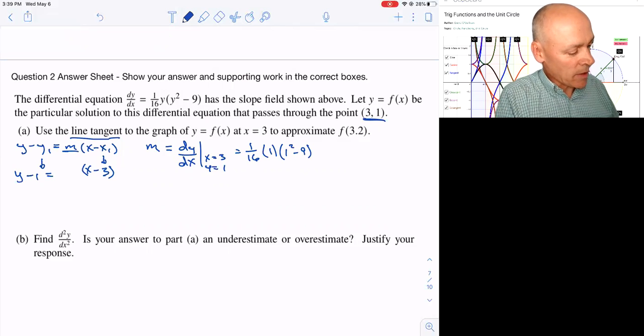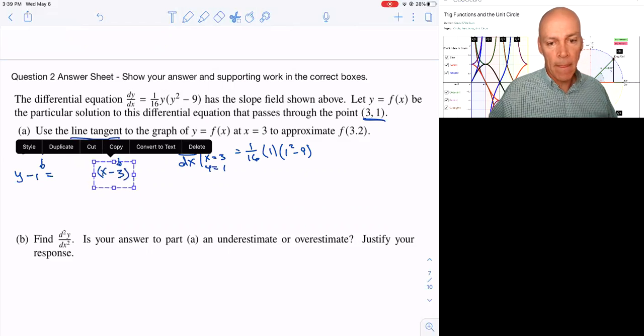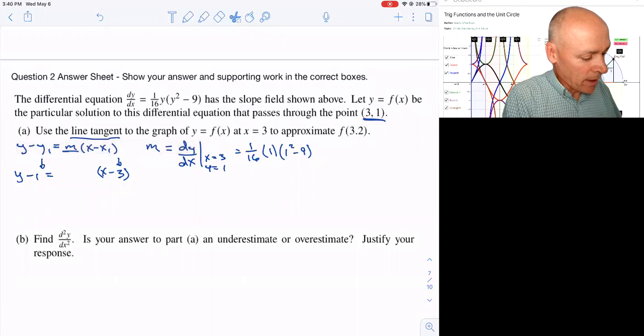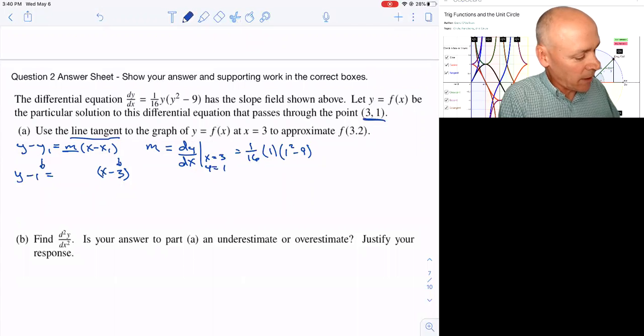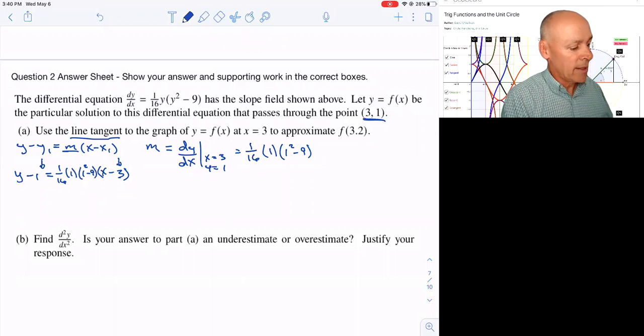Okay, so I'm going to save time and I'm just going to drop that in for my equation. Again, I'm just going to drop what I just calculated right in there. That's my slope. Now I'm not going to simplify it. I'm not going to run the risk. All I'm going to do is just mess it up. So I'm just going to leave it like that. Okay, so that is my tangent line equation.